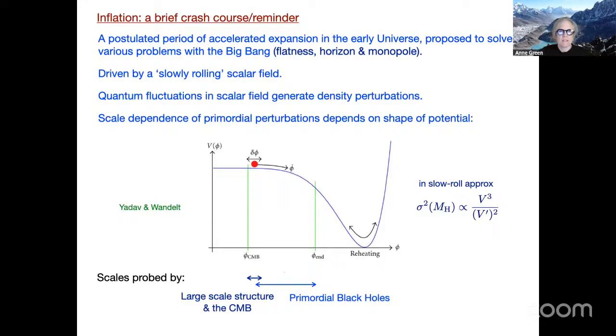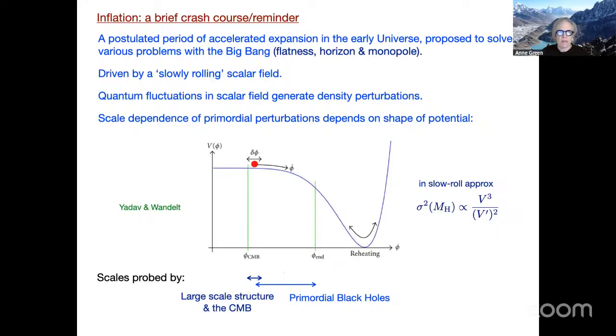It's a period of accelerated expansion proposed to have occurred in the very early universe in order to solve various problems with the Big Bang, namely the flatness, horizon, and monopole problems. It's usually driven by a slowly rolling scalar field, and that scalar field, as well as causing accelerated expansion, has quantum fluctuations that then generate density perturbations.